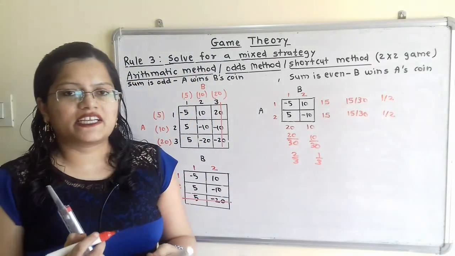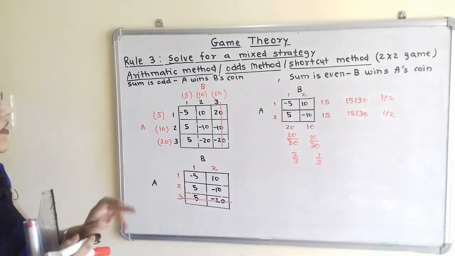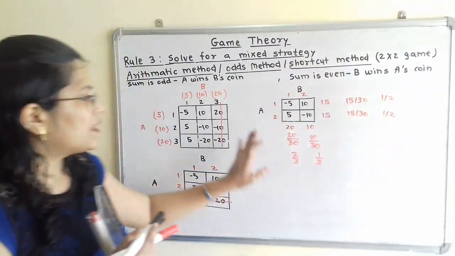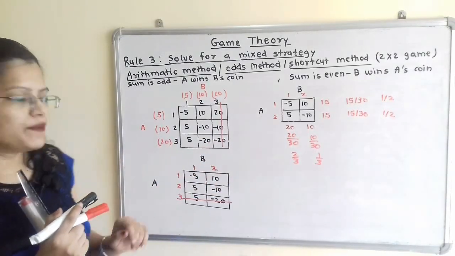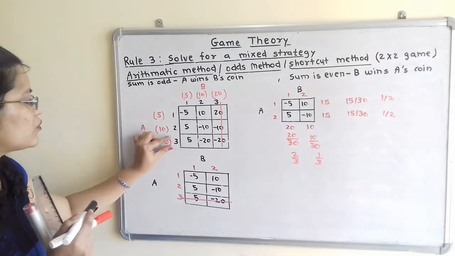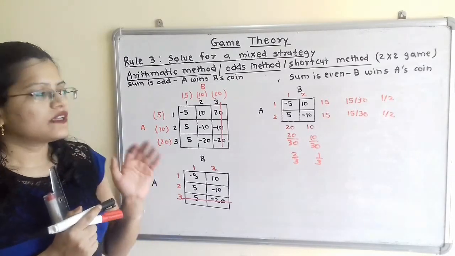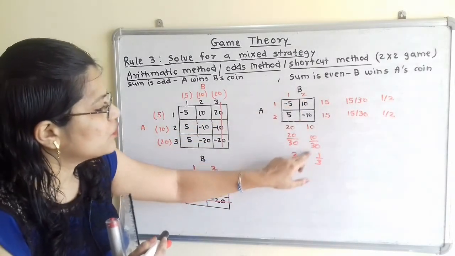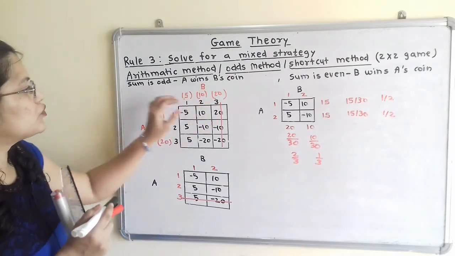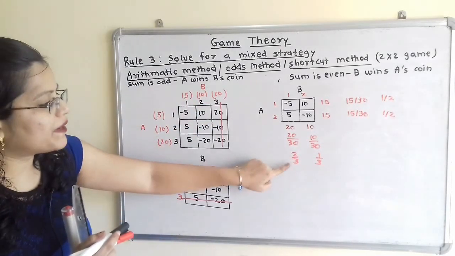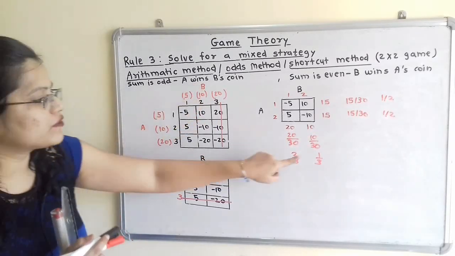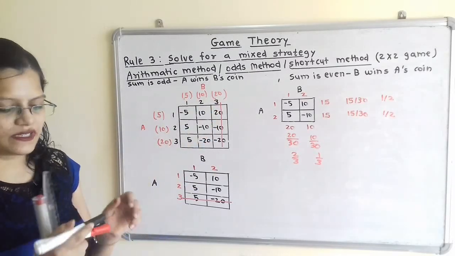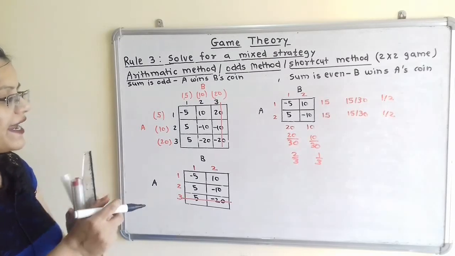Now how to write the strategy for A and B? If we observe, A will use strategy 1 and 2 for half the times, but he should not use strategy 3, that means A should not choose the coin 20. In the same way, B should use strategy 1 for 2 by 3 times and strategy 2 for 1 by 3 times. That is, he should choose the coin 5 for 2 by 3 times and the coin 10 for 1 by 3 times, but he should not choose coin 3, that is the coin for 20 paise. So now we will write the strategies for A and B.